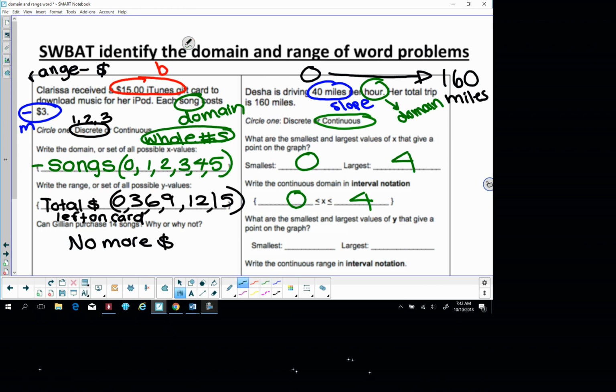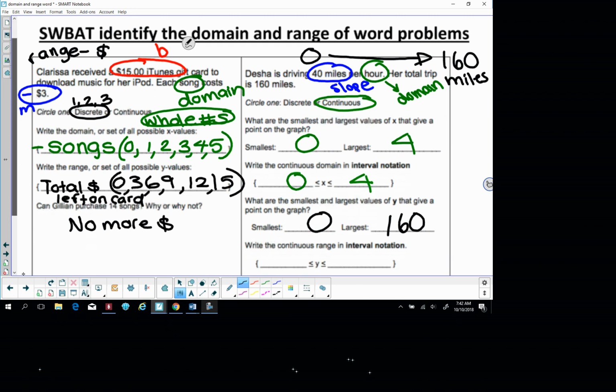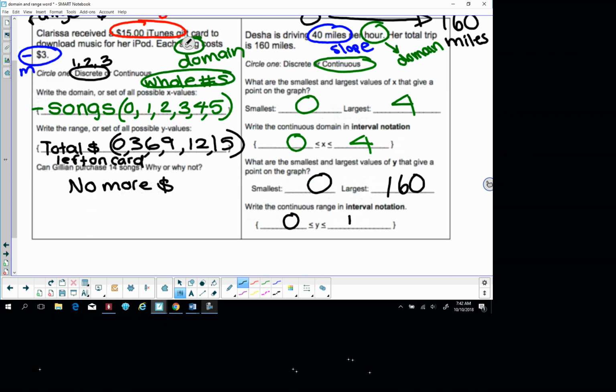Then the range is your total what? What is he doing here? Total driving, total miles, right? So what's the smallest amount of miles he can have? We already did it up there. 0. Largest, 160. And so my range would be 0 to 160.